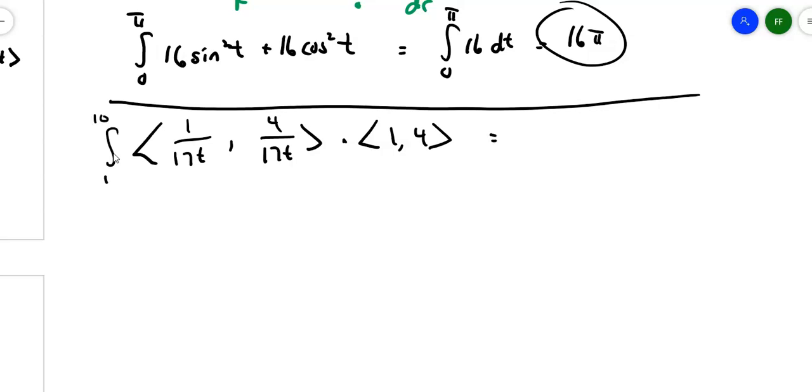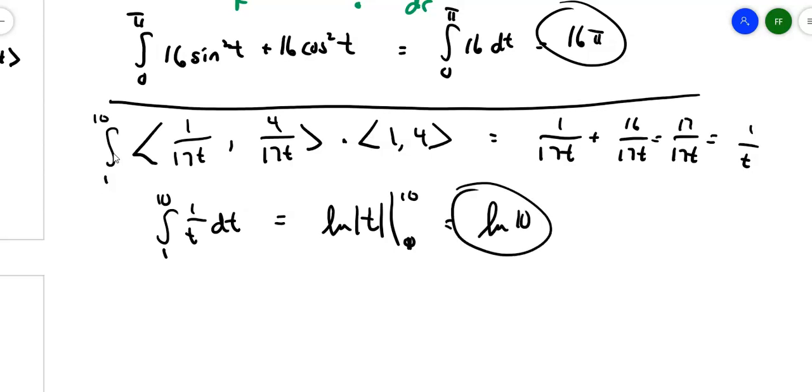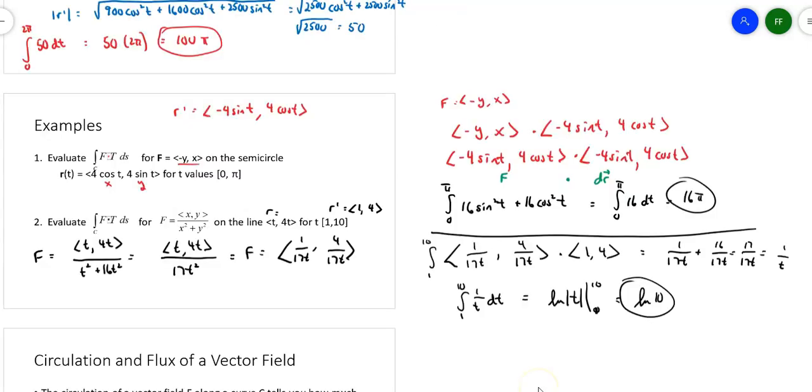So this will give me 1 times 1 over 17t, so 1 over 17t, plus 16 over 17t. Oh, how nice. Look at that. I get 17 over 17t, which is 1 over t. So now all I have to do is integrate from 1 to 10 of 1 over t dt. That gives me the natural log of t, evaluated at 10 and at 1. So I get the natural log of 10. Natural log of 1 is just 0. So there's my answer.